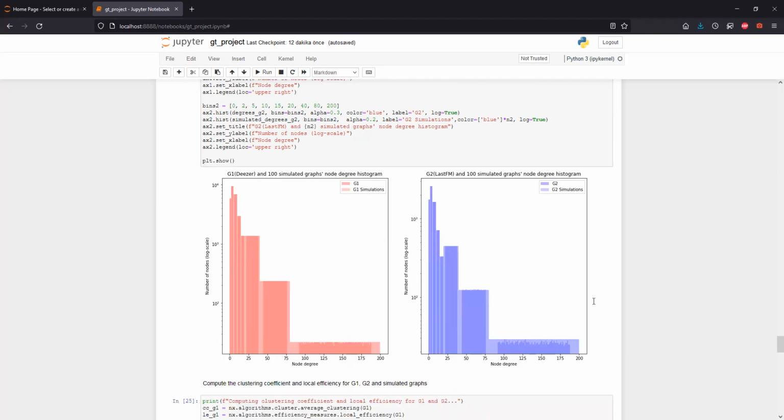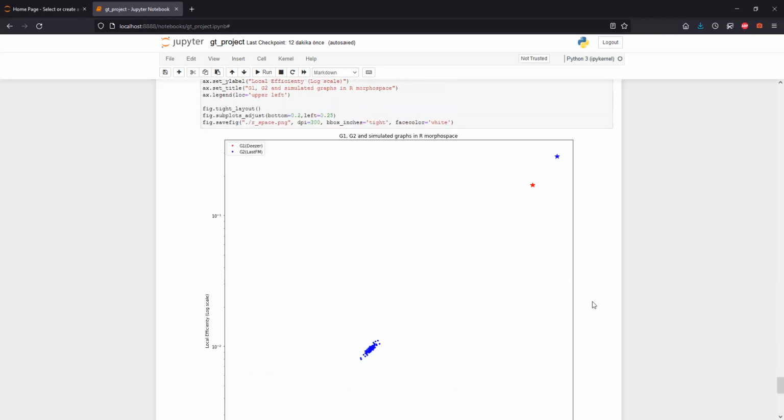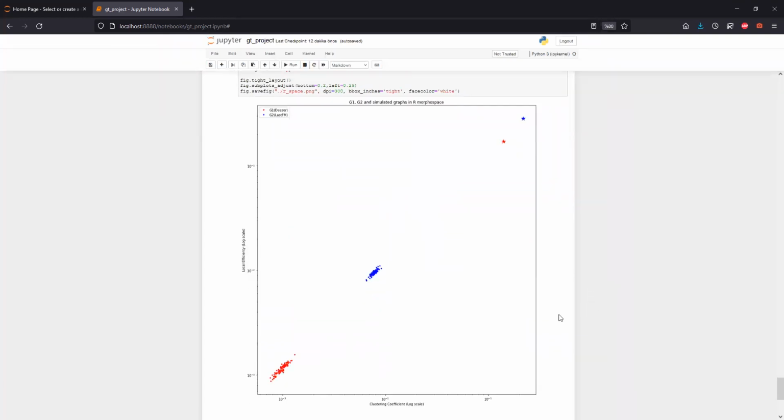To sum up, local efficiency and clustering coefficient have a linear relationship, as we can see in the plot. Both G1 and G2 have high clustering coefficient and local efficiency as expected. G2 has higher clustering coefficient and local efficiency due to the smaller number of nodes it has. Simulated graphs have lower clustering coefficient and local efficiency compared to the anchor graphs.